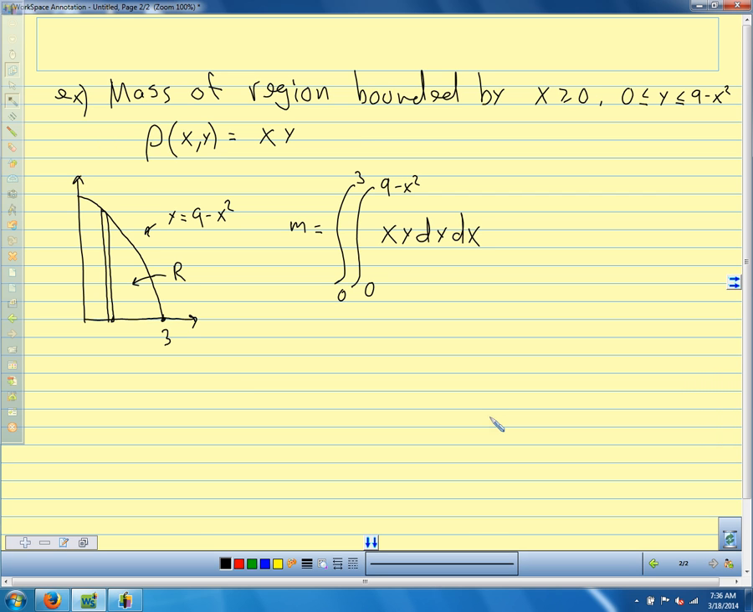So really, we're doing the exact same thing that we've done before. Now our function here is, rather than giving us a volume, this is going to give us a mass of this region. And our mass density is varying with x and with y.